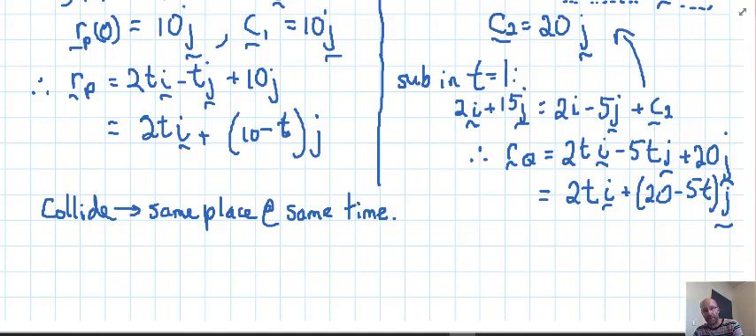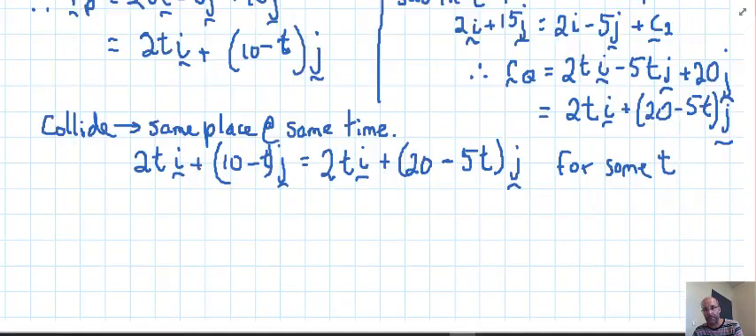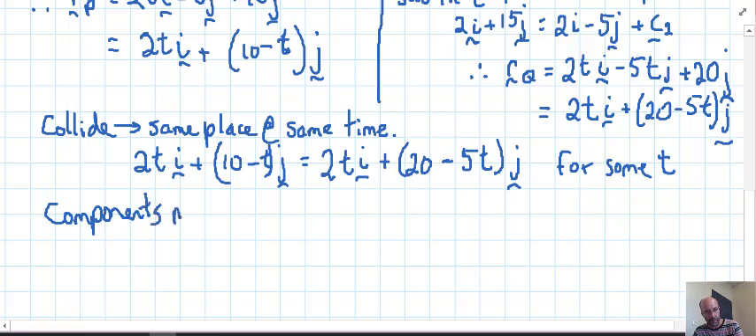Alright, so collide means same place at same time. So that means the position vectors will be equal for some value of t. And that's the great thing about our vector valued functions with time as a parameter. This will allow us to find it. So now that we know the components must be equal, we equate the components because the components must be equal.